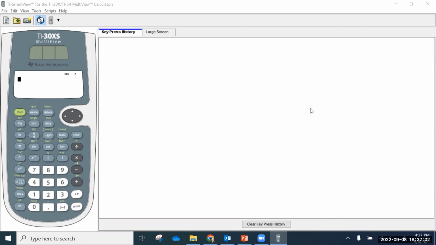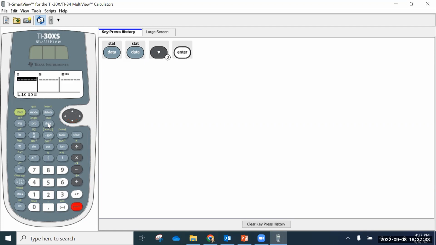Okay, so as we were working on that, we had the example with 2 points, (2, 7) and (5, 13). So remember to do this. We are going to press this data button here twice. So press it twice. You want to scroll down to clear all, that option 4, and press enter.